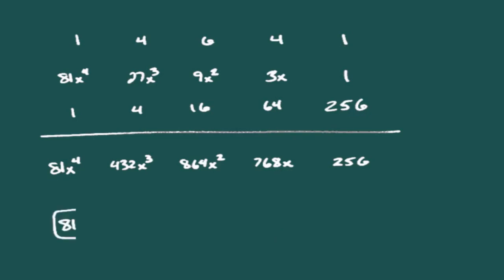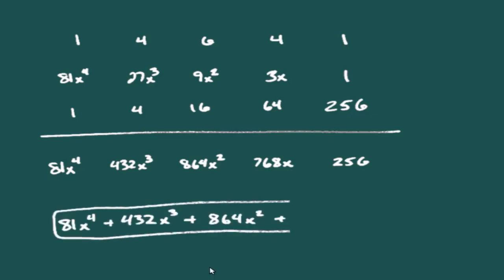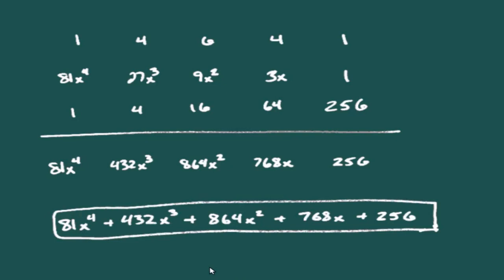And then for each one of those entries, we just want to add them all together. And so just putting plus signs to connect all of them, we've got 81x to the 4th plus 432x cubed plus 864x squared plus 768x plus 256 as our final answer.